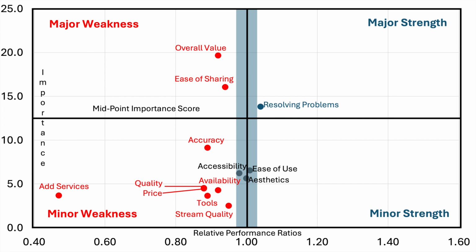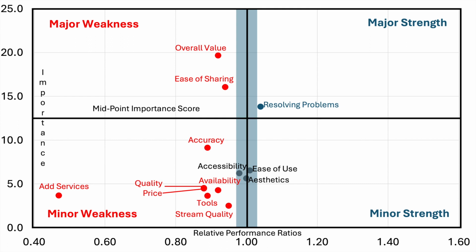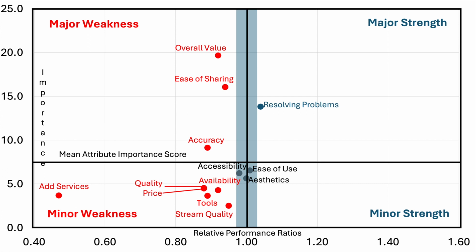So here, as I alluded to before, we use the midpoint importance score, right? We're going to change that. From now on, we're always going to use that line as the average importance. So I'm going to change the line. Check this out. The average here is like 7.7. And when we change where that line is, accuracy, which was a minor weakness, is now a major weakness, okay?